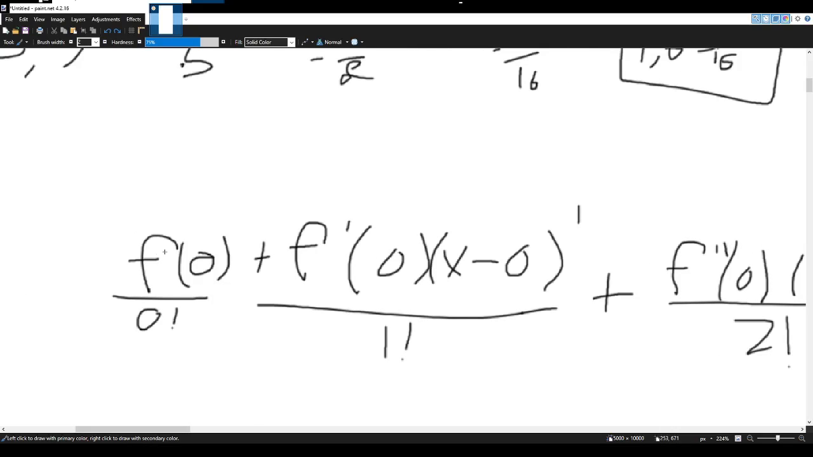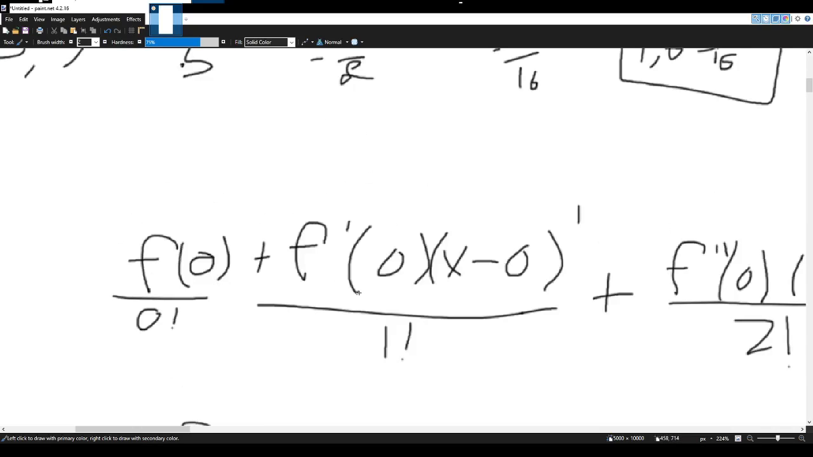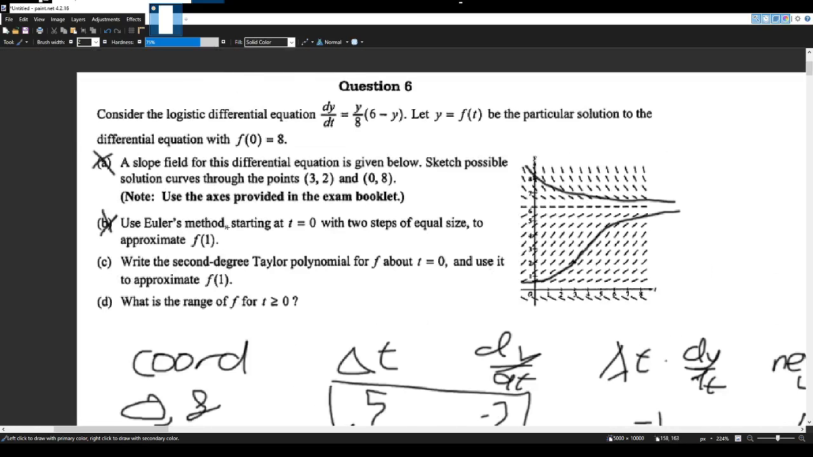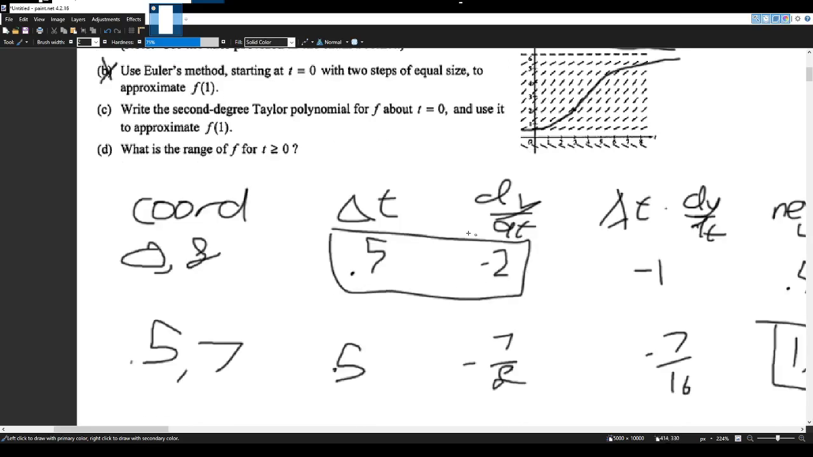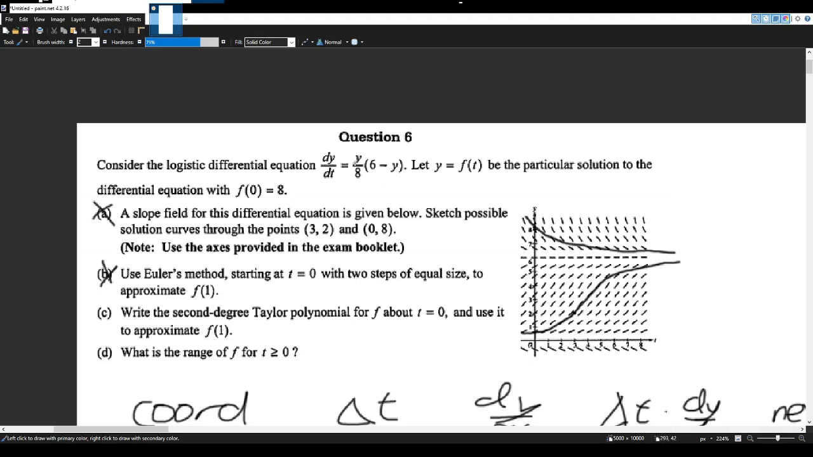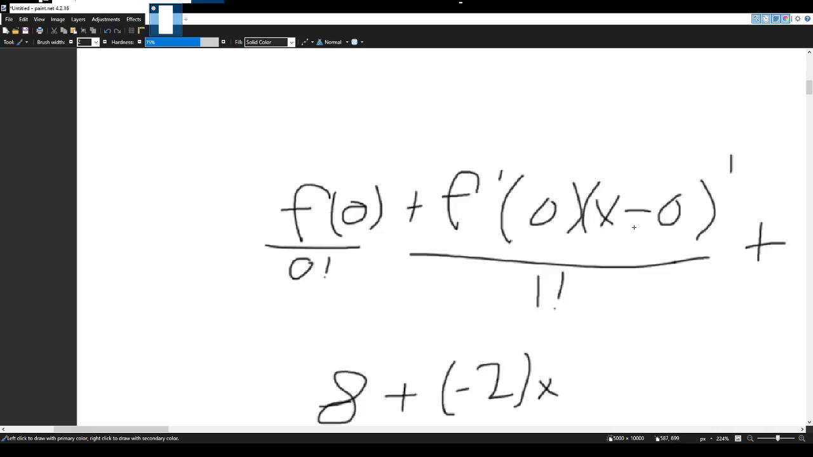Now this first one we're given, we're told f(0) is 8, so easy. We're 33% done. f'(0), we already found when we did this. We know it's negative 2. And if you want to just be sure, remember, plug 8 into there, 1 times negative 2. So that will be negative 2x. Of course, x minus 0 is just x.